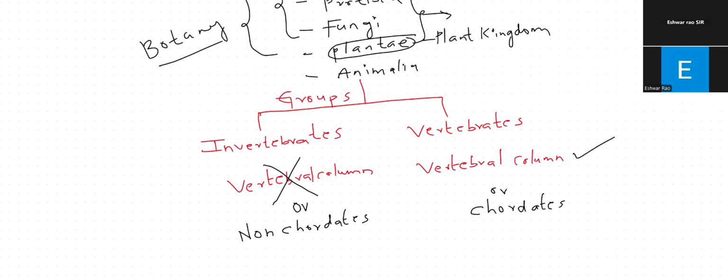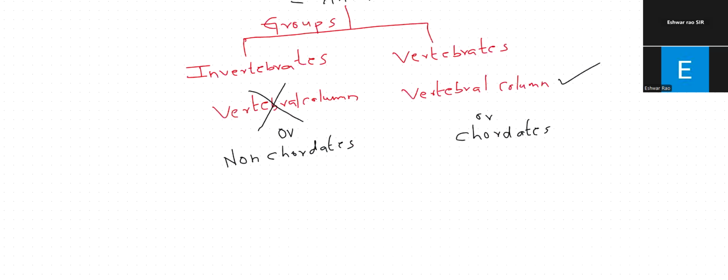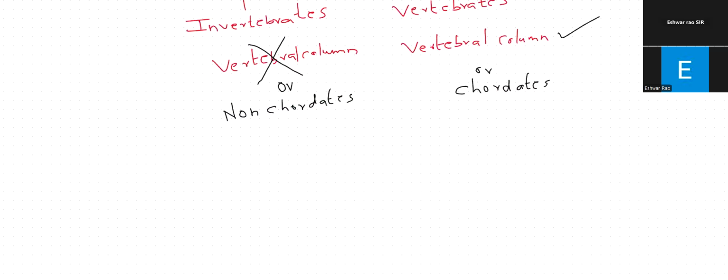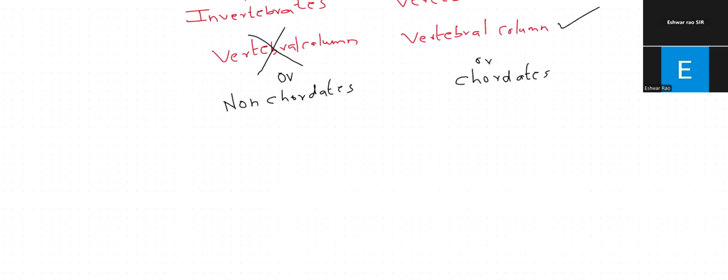Now, here in zoology, animals have been classified into phylum. There are different types of phyla. Phylum is singular. Phyla is plural. Clear? Now let us see different types of phyla that come under invertebrates.